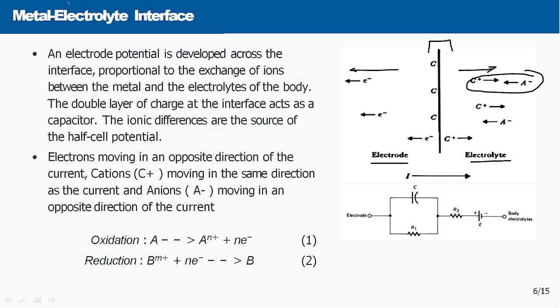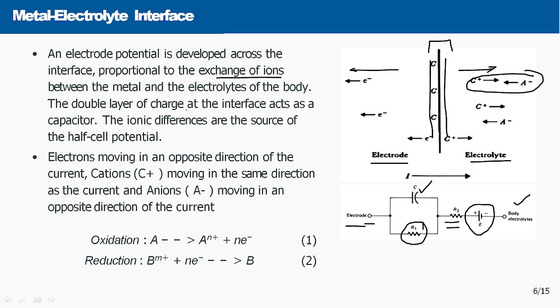So, an electrode potential is developed across the interface, which is proportional to the exchange of ions, that is, how many cations and anions are exchanged across this double layer. If this is your electrode side, this double layer is considered as one capacitance. This gives the chemical reaction resistance, and the potential developed is your initial electrode potential, which is connected to your body electrolytes or tissue.